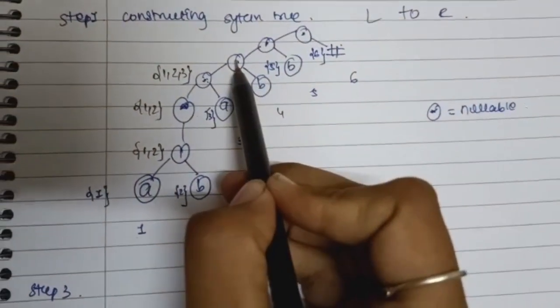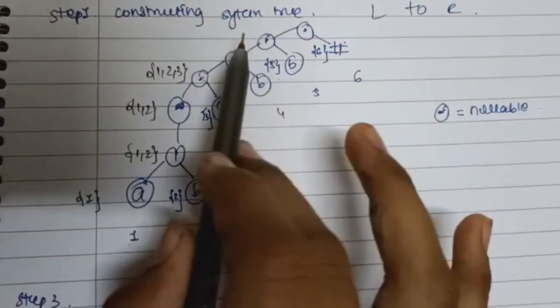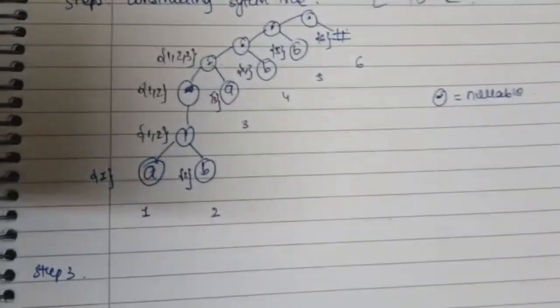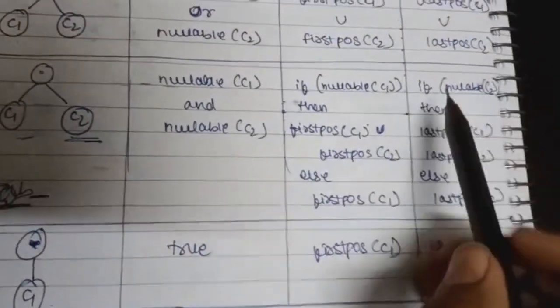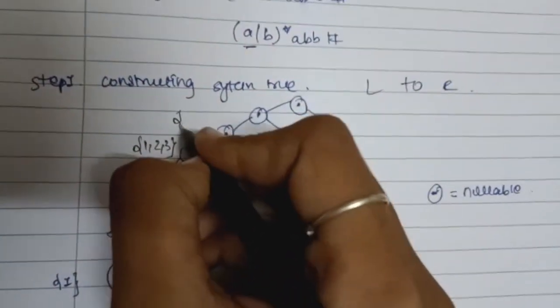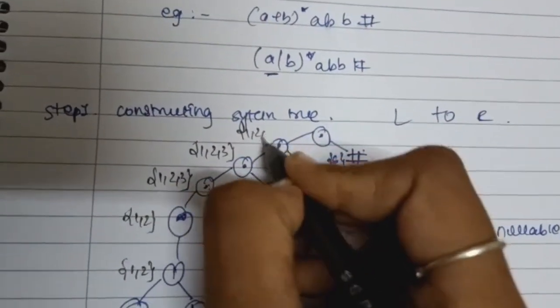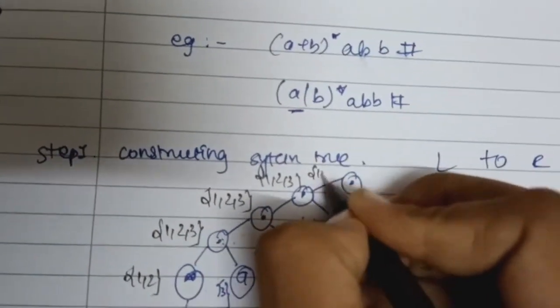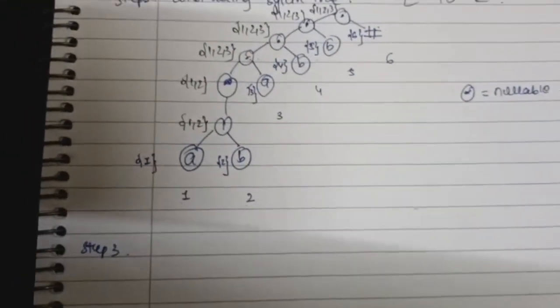Now let's go to this operator. We need to check C1 and C2. Is C1 nullable? No, C1 is not nullable. So what do we need to do? See here: if C1 is nullable, then this; else we have to take the first position of C1. As C1 is not nullable, we are taking this as 1, 2 and 3. The same logic will be applied here, 1, 2 and 3, and here also 1, 2 and 3. Then our step 3 is completed.